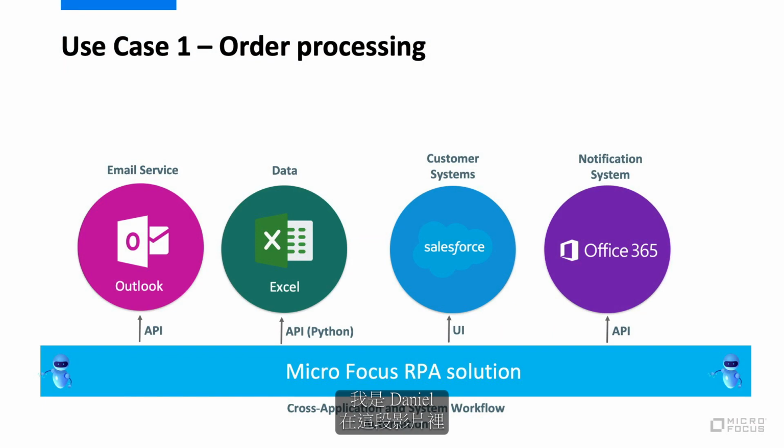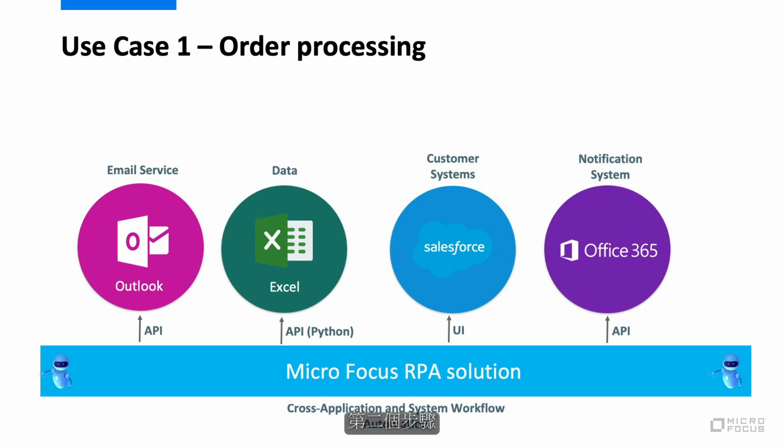Daniel, and in this video I will show you how we can leverage Micro Focus RPA to automate the process of adding sales orders in Salesforce. In order to achieve that, the first step will be to read an email from our email service which contains an attachment with all the orders to be processed. We'll use out-of-the-box content based on API to achieve that.